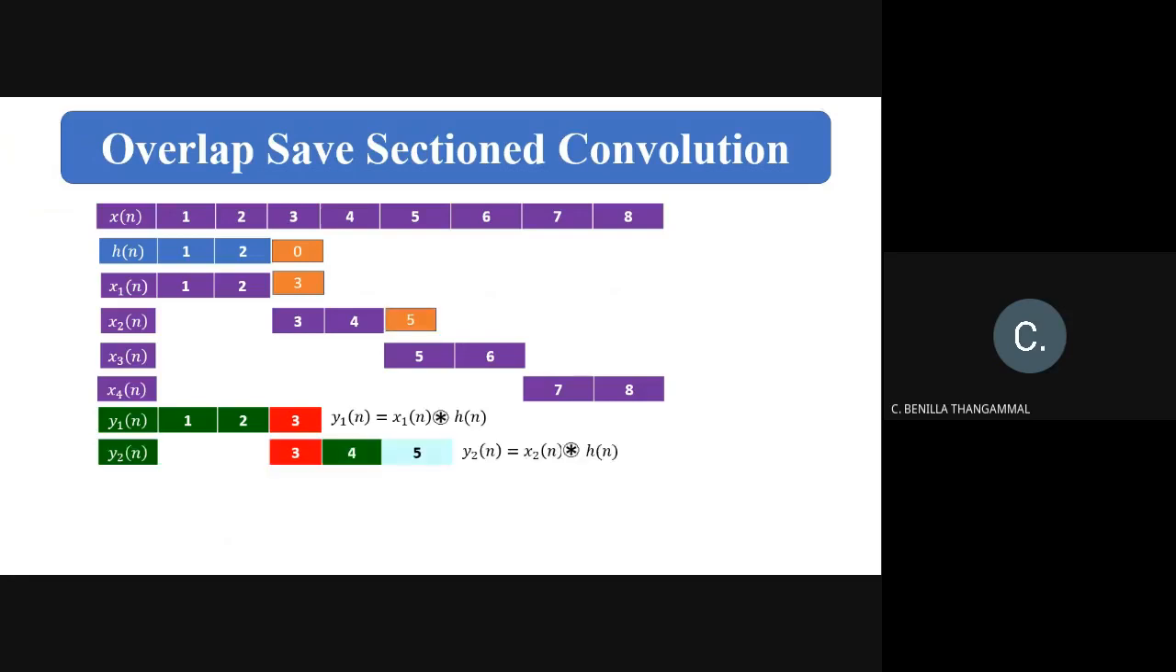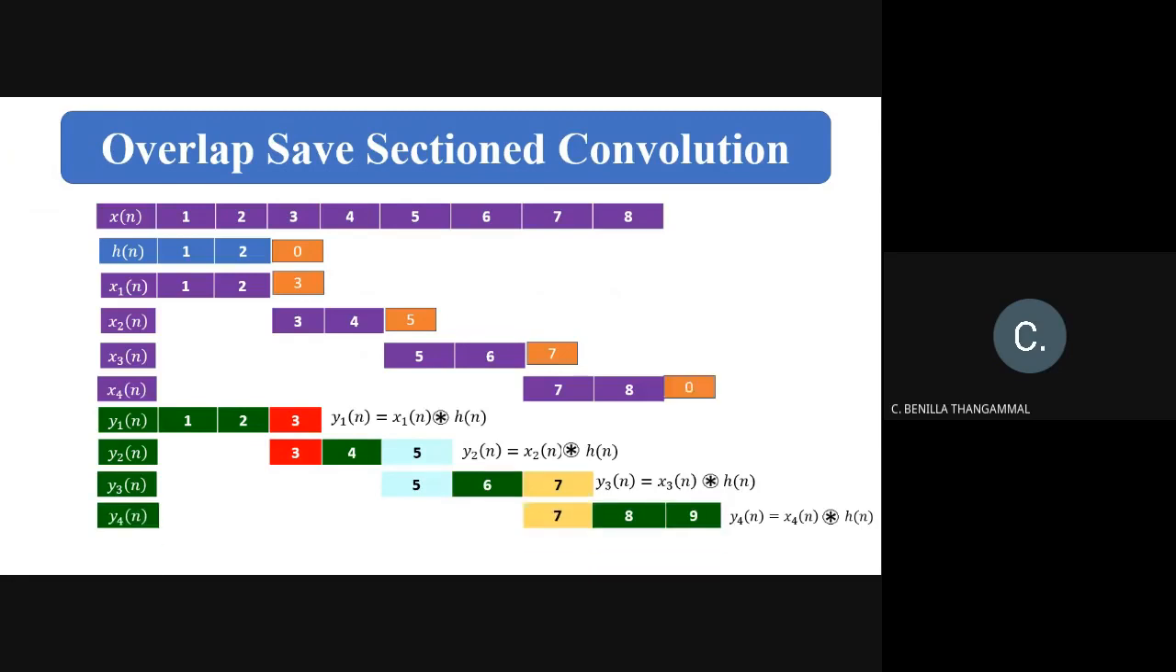Similarly, y2 of n is obtained and similarly y4 of n is obtained here. So here I told that the first n2 minus 1 samples will get discarded, the overlap, and then the remaining sequence will give you the response of the system. So this is the procedure here.